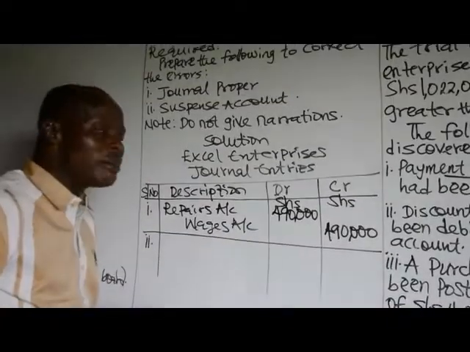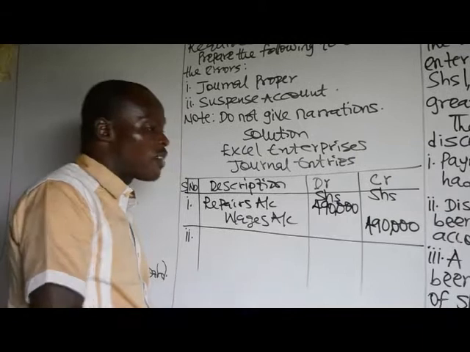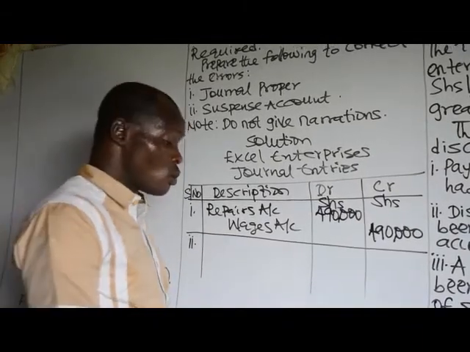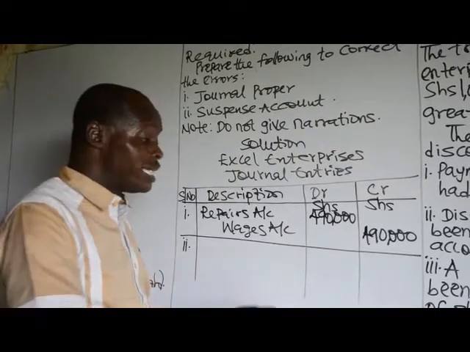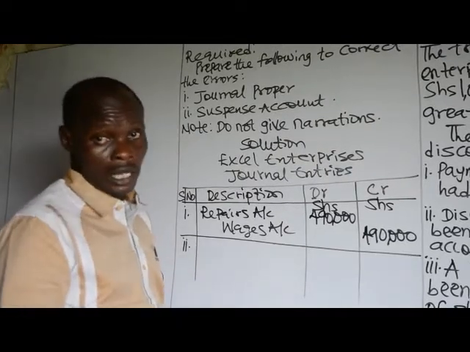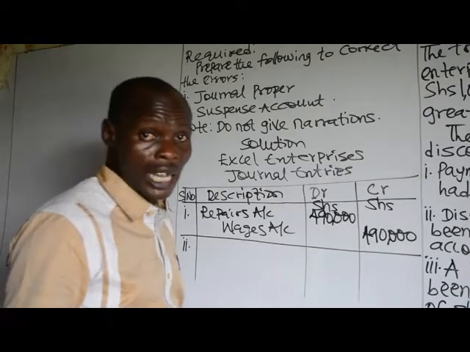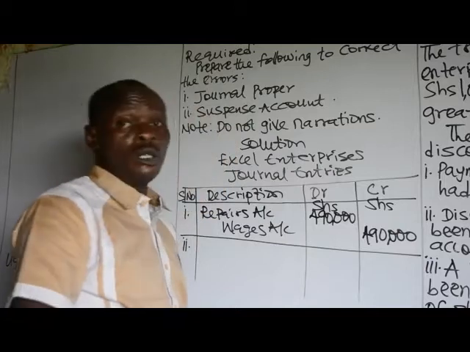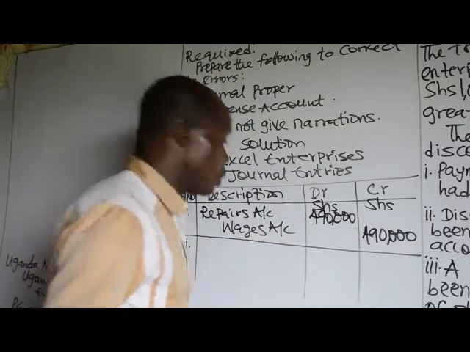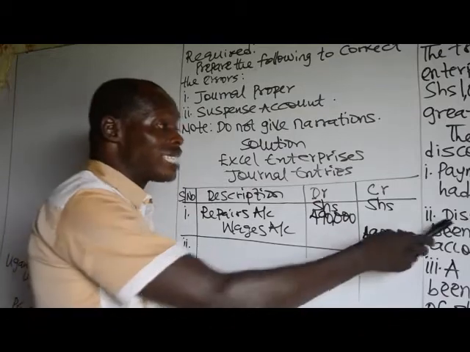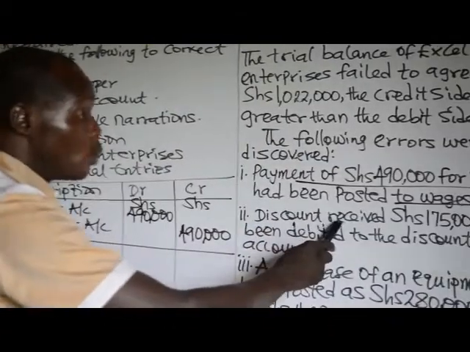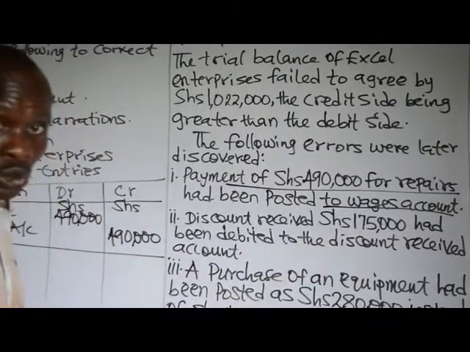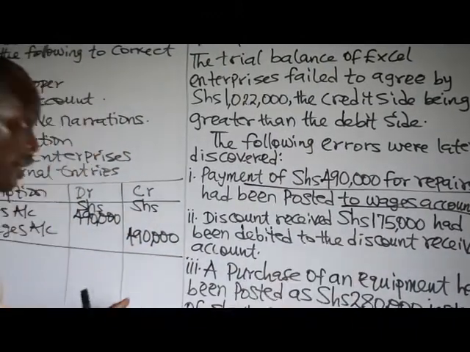So anytime there is a partial reversal of entry, then you should double the amount involved. That is, where an account that is supposed to be debited is credited, or the account that is supposed to be credited is debited. To correct that error, you double the amount involved. So now the discount received account that is supposed to be credited, you will now credit it with the double of the 175,000. Double means to multiply it by 2. So you multiply 175,000 by 2.